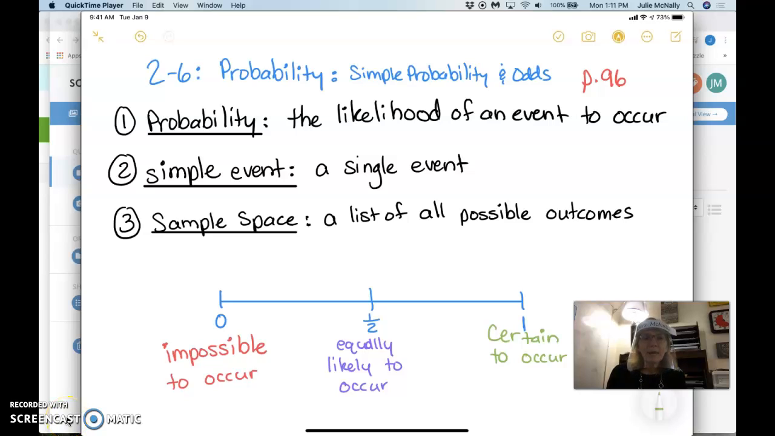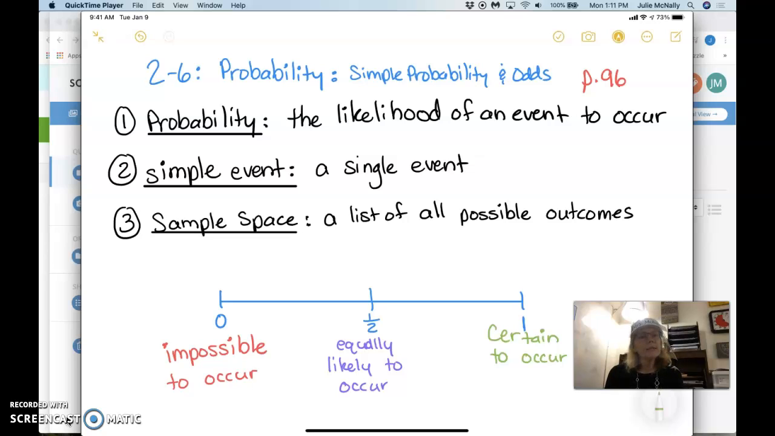Today we're talking about section 2-6, which is probability, simple probability, and odds. I'm going to be doing examples from page 96. But before we do examples, I want you to pause the video and copy these notes into your math journal. I'm just going to quickly review each word with you.